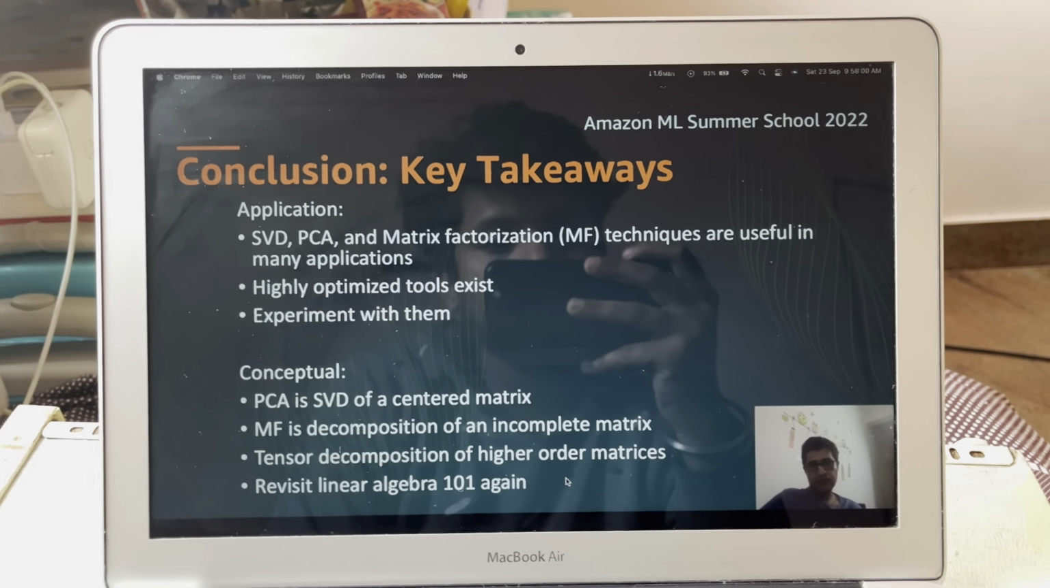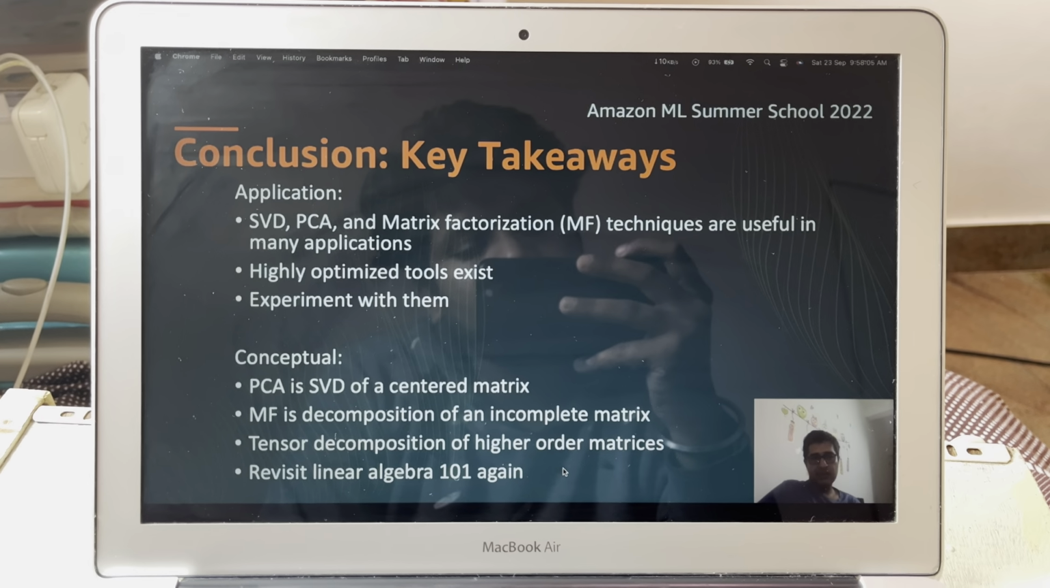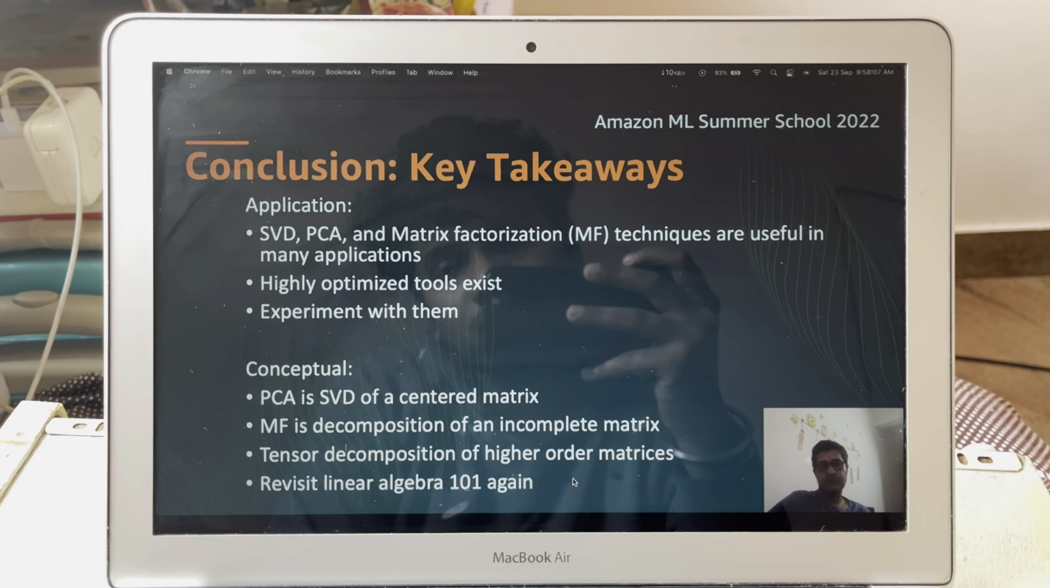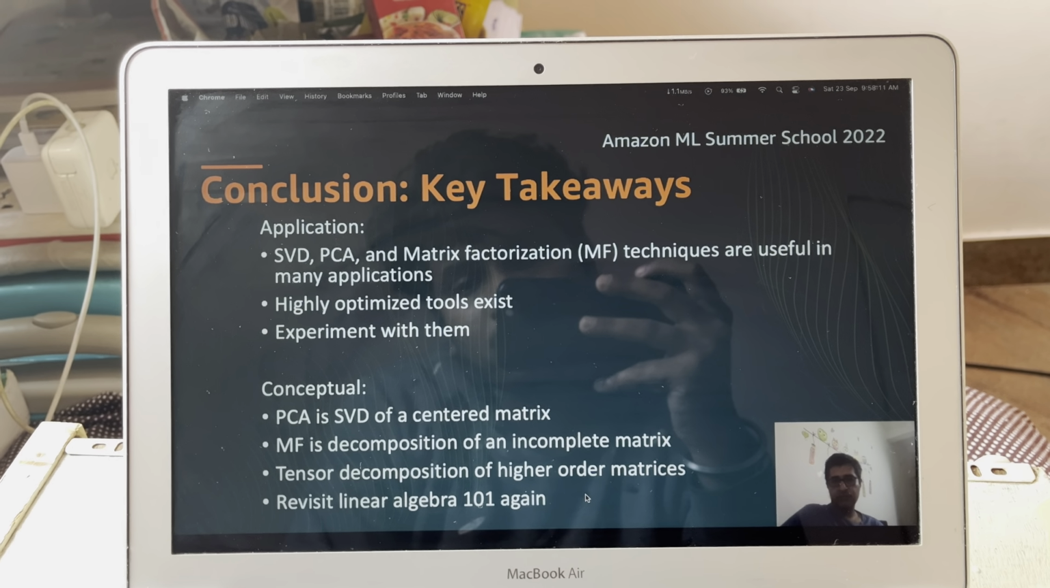And just to revise what we have learned in terms of the conceptual items that we went through: PCA is the singular value decomposition of a centered matrix.